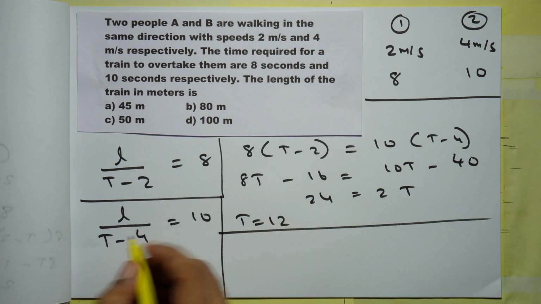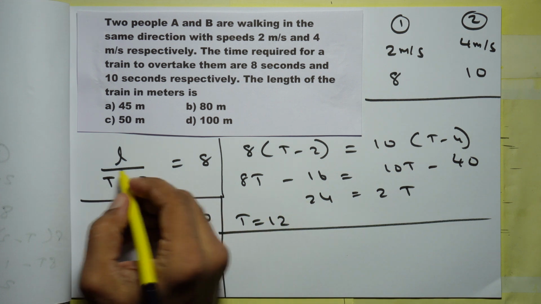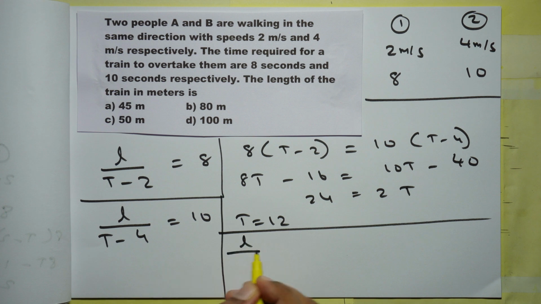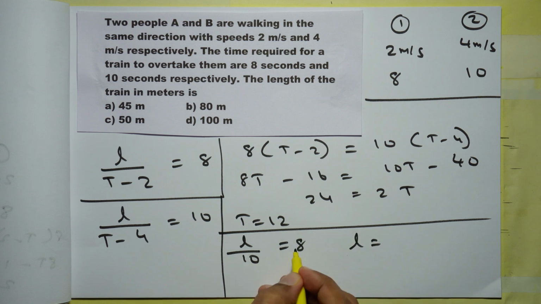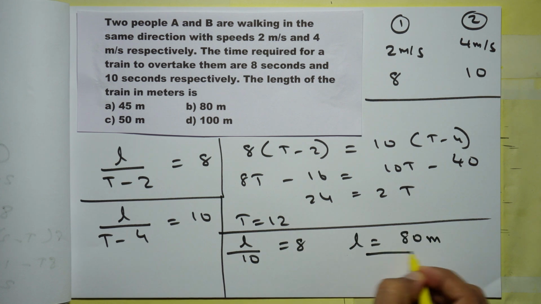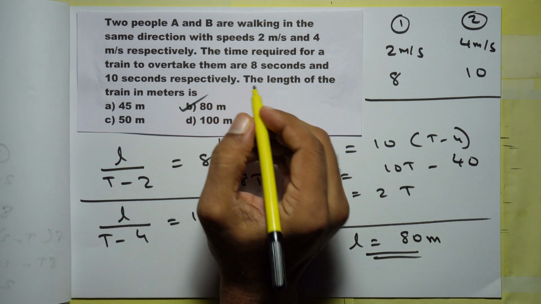So we can substitute either here or here and you will get the value. If you substitute here, L by t minus 2, that is 12 minus 2 is 10, that is equal to 8. Or L is equal to 10 into 8, 80 meters. So length of the train is 80 meters, option D.